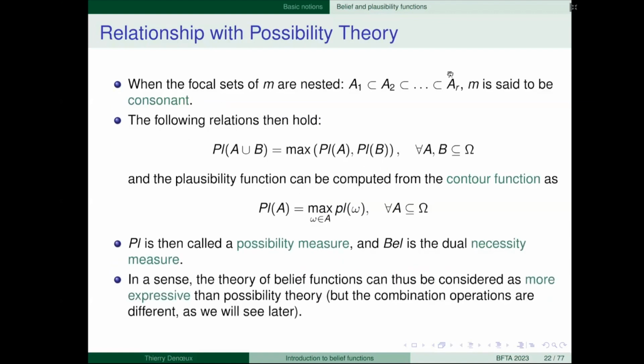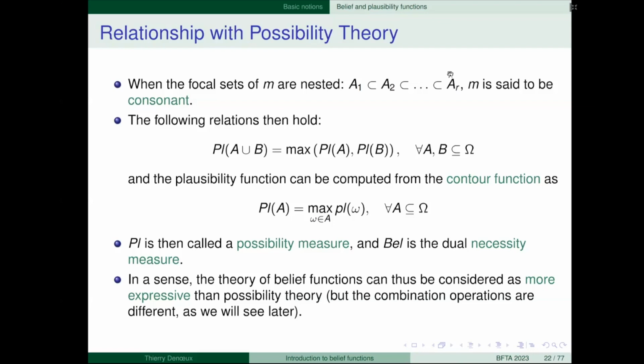Now a special case is that where the focal sets of M are nested. You have, for example, r focal sets, A1 to Ar, and they are ordered by inclusion, like Russian dolls. Then the mass function is said to be consonant. In that case, it is not difficult to show that for any two subsets A and B of omega, the plausibility of A union B is the maximum of the plausibility of A and the plausibility of B. And this is actually the definition of a possibility measure. So we get something called a possibility measure, which is studied in a whole approach called possibility theory, as a special case where the focal sets of the mass function are consonant. And actually the belief function is then called the necessity or certainty measure.